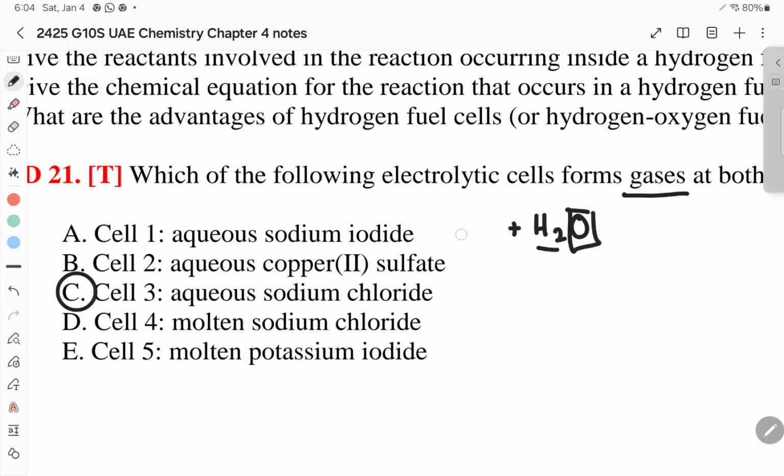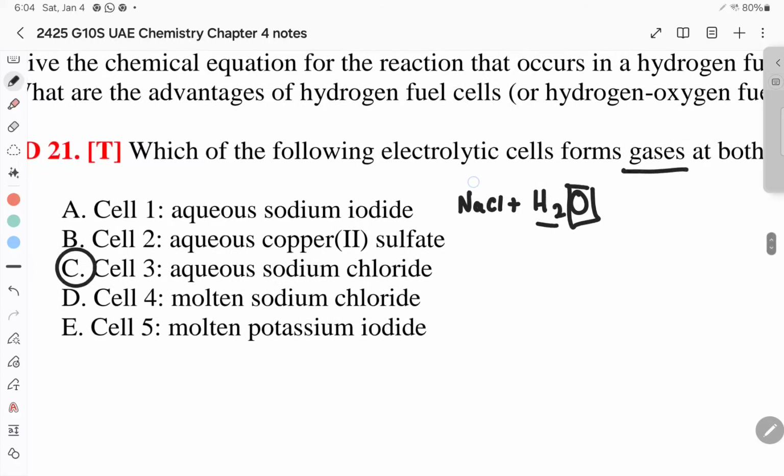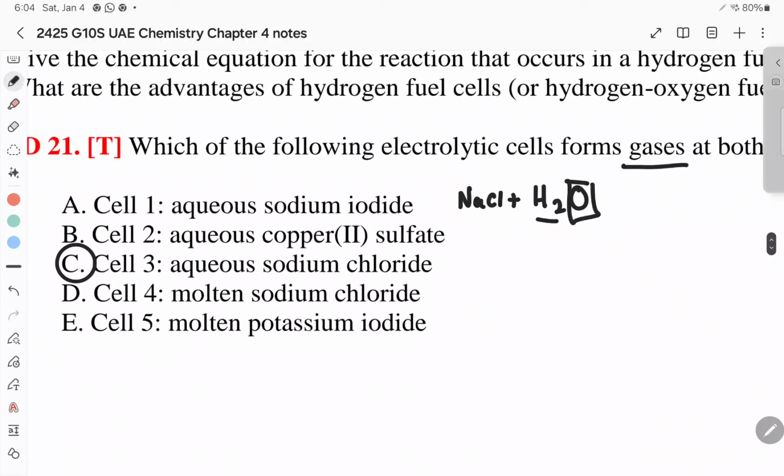So sodium chloride, NaCl. Between Na and H, hydrogen is going to win, forming hydrogen gas, H2. Between OH and Cl, Cl is going to win, but Cl itself is a green gas, so it's going to form Cl2, chlorine gas, and hydrogen gas. These two are gases, meaning this is the correct answer.